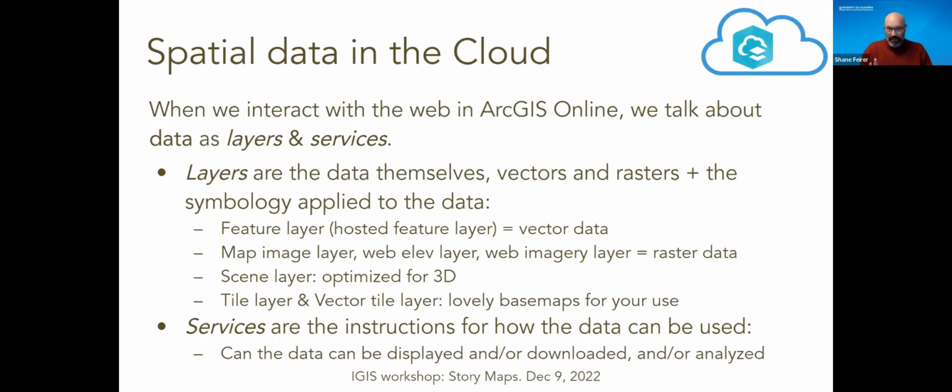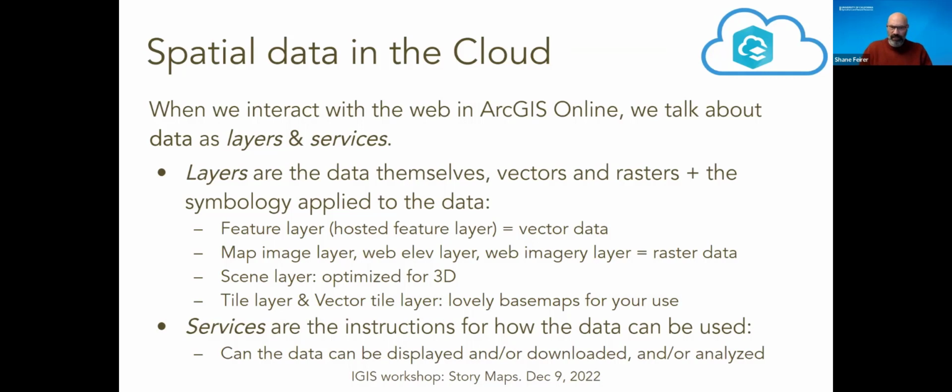Beyond those basic things like vectors and rasters, you can also bring in image layers, which can include elevation layers and other web mapping data, as well as 3D scenes. And you can also bring in tile layers and vector tile layers. These are other ways of bringing in raster data and underlying background data.